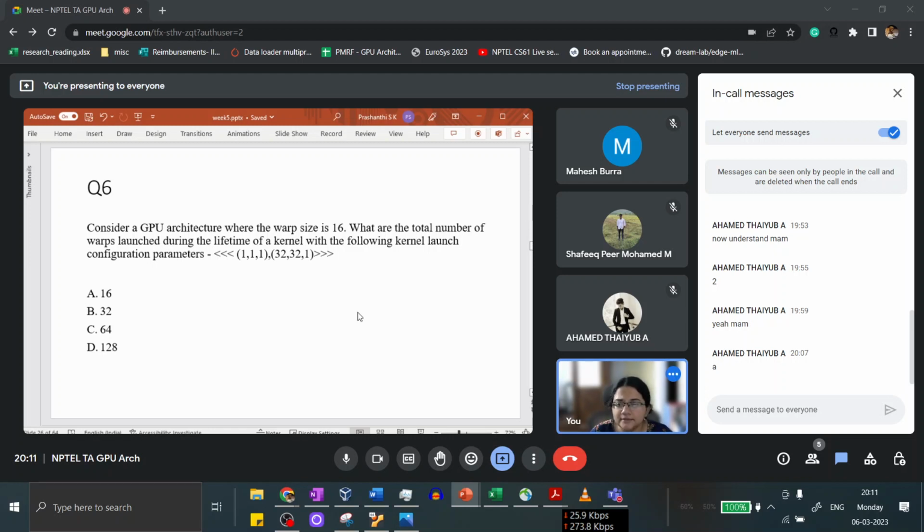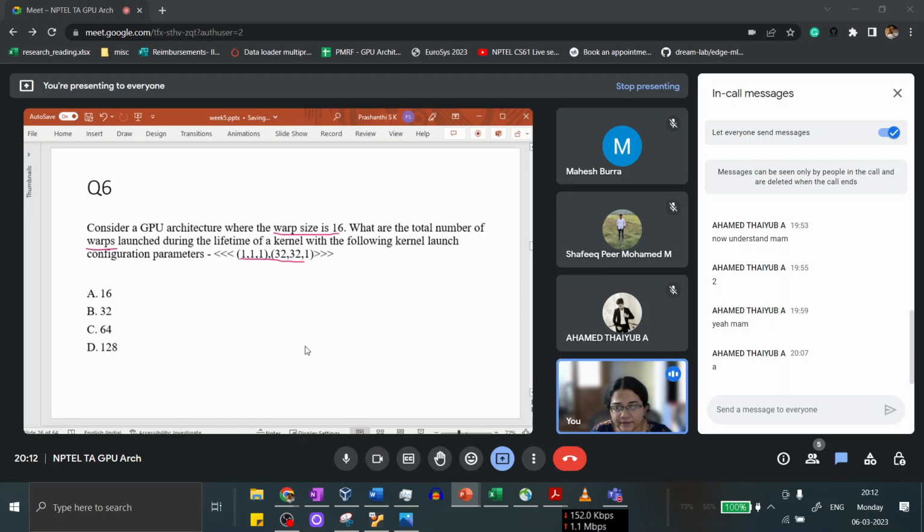Any answers? So just to remind you, if you're confused by what a warp is, it's a bunch of threads. Typically the warp size is 32, meaning 32 threads form a warp. Here we are told the warp size is 16, meaning 16 threads form a warp. So how many warps are launched for this kernel?